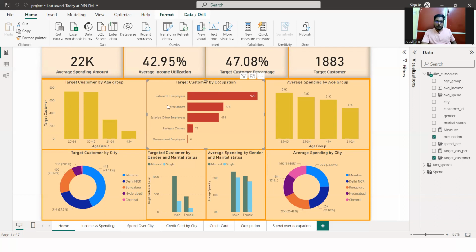Next to salaried IT employees, our targeted customers are from freelancers. Why do freelancers come into second place? They are earning less, but their spending is more than the business owners and salaried other employees. We already saw that salaried other employees' and business owners' spending was around the same scale range. If you see, freelancers' scale was also in the same range, but their earning was less, right?